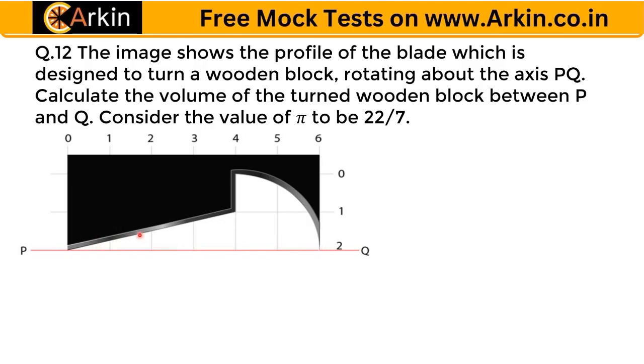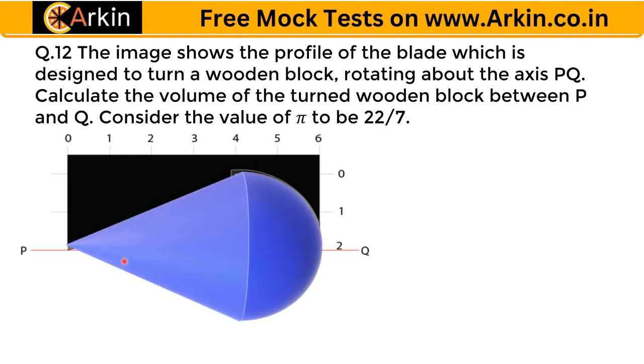So if this is rotated around PQ, this will create a cone and this profile will create a hemisphere. So basically a shape something like this will be created, a combination of a cone and a hemisphere, and the volume of the turned wooden block will be the sum of this cone volume and this hemisphere volume.